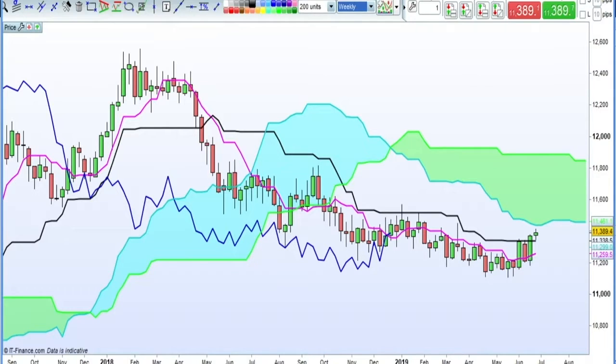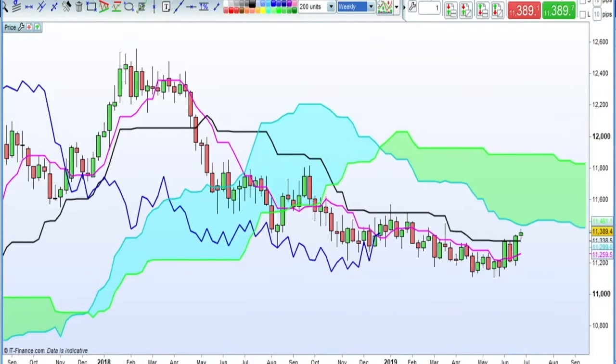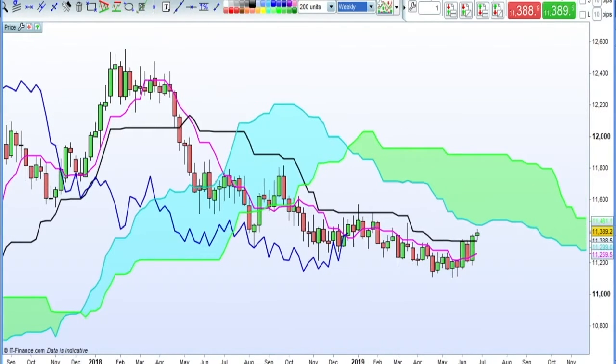Now, we do face a whopping great big fat cloud ahead of us, so that is pretty formidable resistance. But were we to start edging inside the cloud, I would expect, well, it doesn't have to be a fast or a slow move. It doesn't really matter. But your next level of resistance is going to be the very top of that cloud.